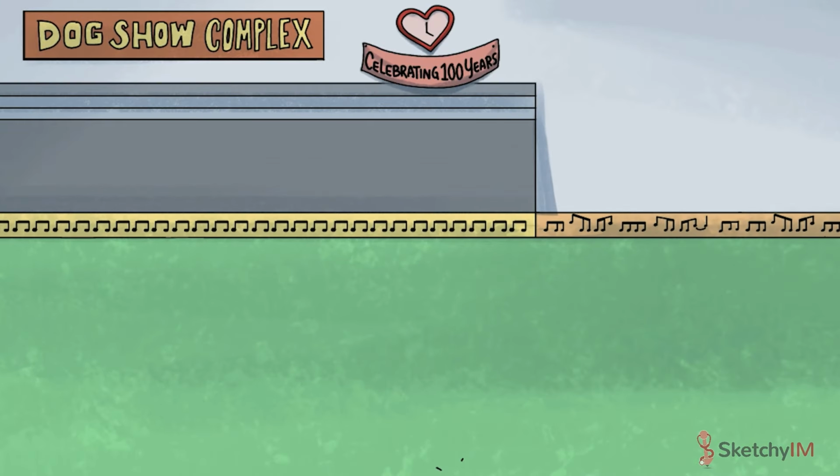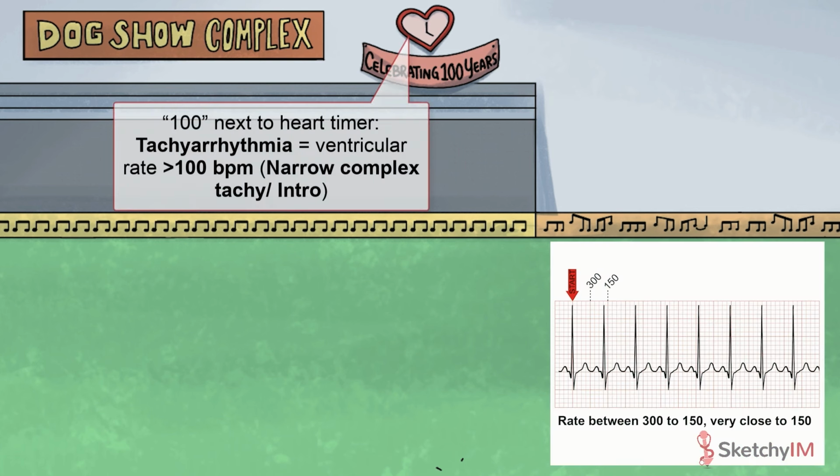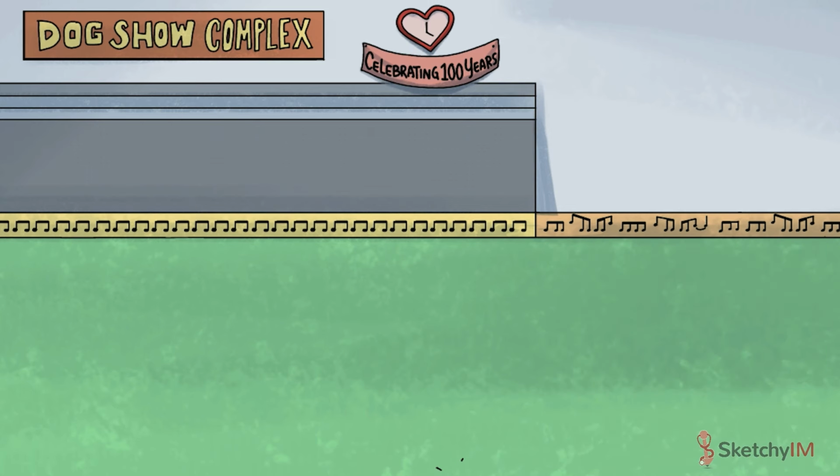Well, on the ECG, first evaluate the rate. The normal resting adult heart rate should be between 60 and 100 beats per minute, although sometimes it's much lower in a healthy young patient or an athlete. Tachyarrhythmias are abnormal rhythms with a ventricular rate over 100.